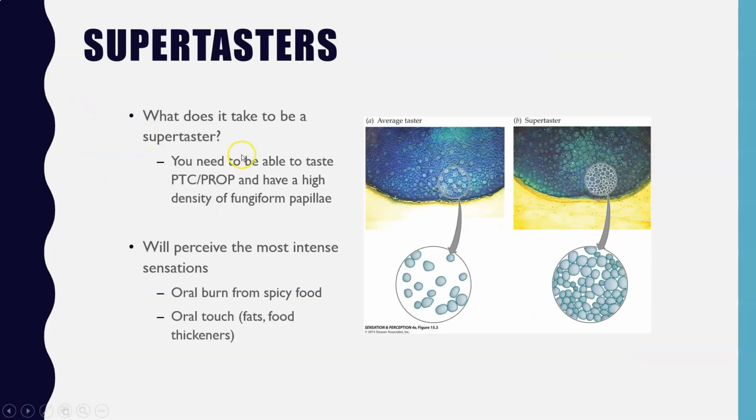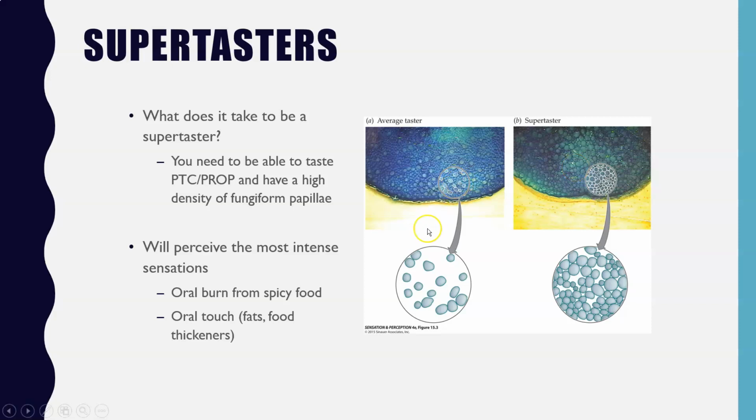So what does it take to be a super taster? You do need to be able to taste PTC or PROP, but you also have to have a very high density of fungiform papilla. So here's an average taster. So you can actually see the fungiform papilla. I'm kind of circling them with my cursor right now. This is an average taster. They've got a pretty good amount of fungiform papilla. Take a look at our super taster, who has significantly more fungiform papilla.